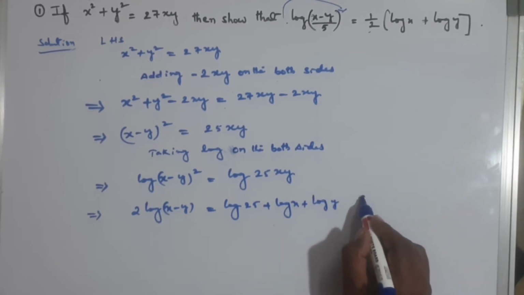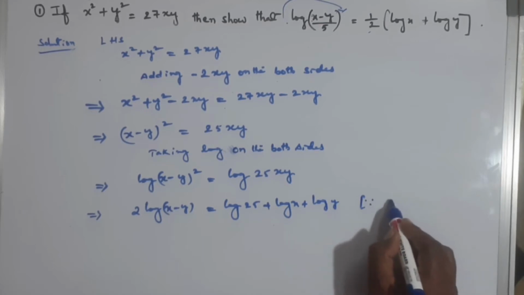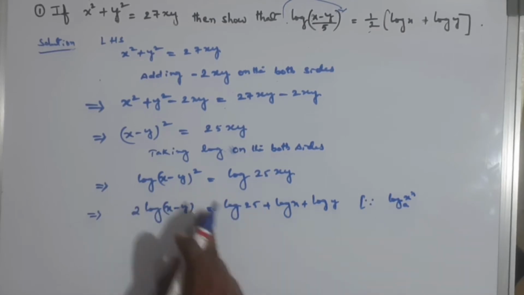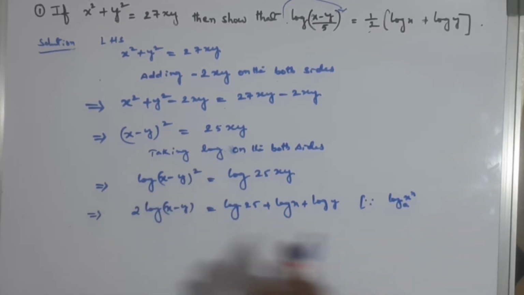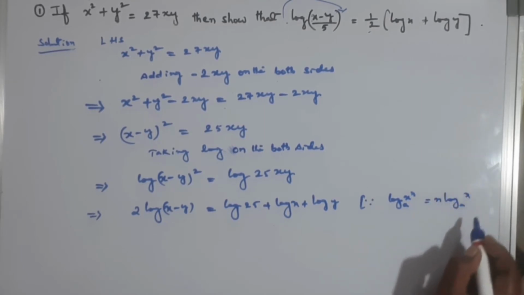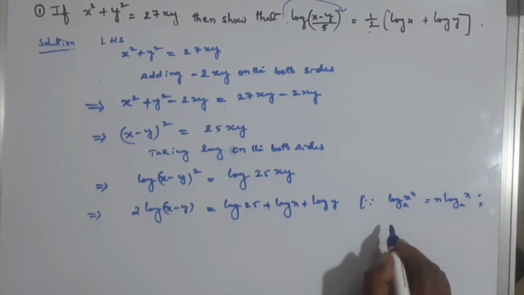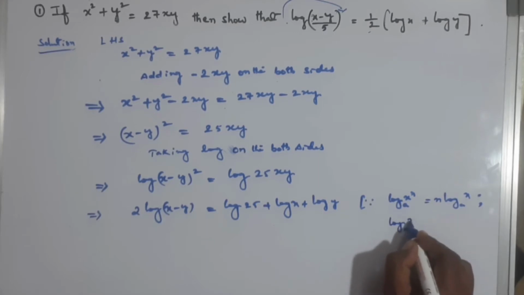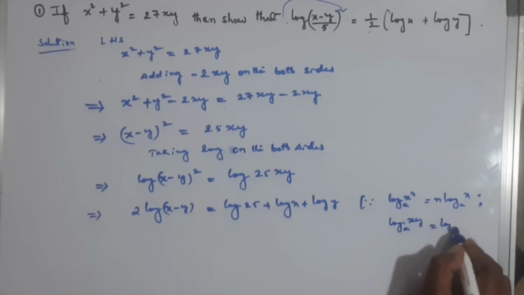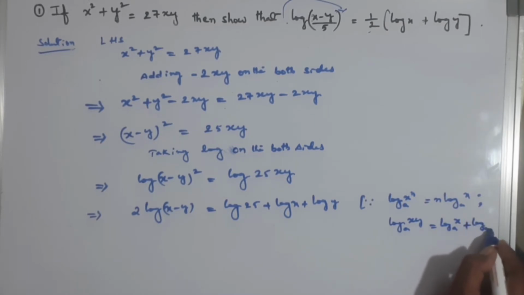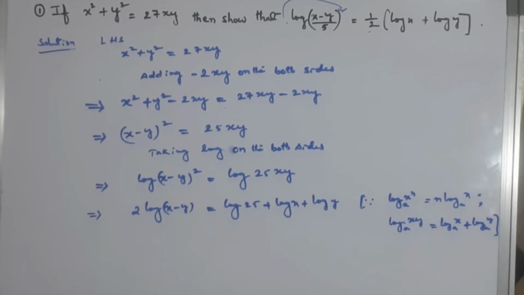What is the formula used here? The first formula is log base a to x to the power of n. Here this power can be written as n of log base a to x. One more formula: log base a to x into y can be written as log base a to x plus log base a to y. I use these two formulas here. Okay.